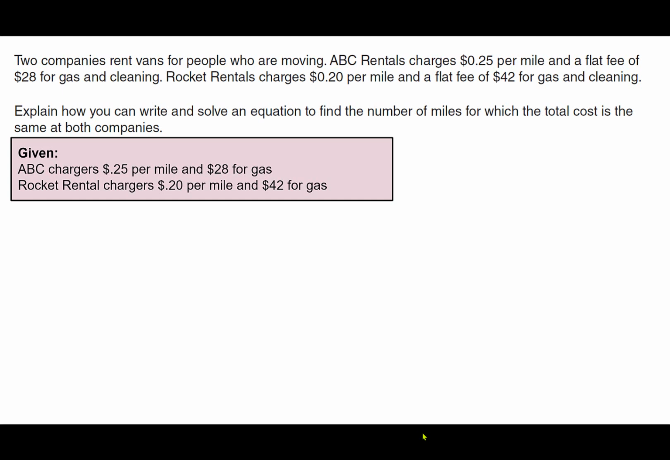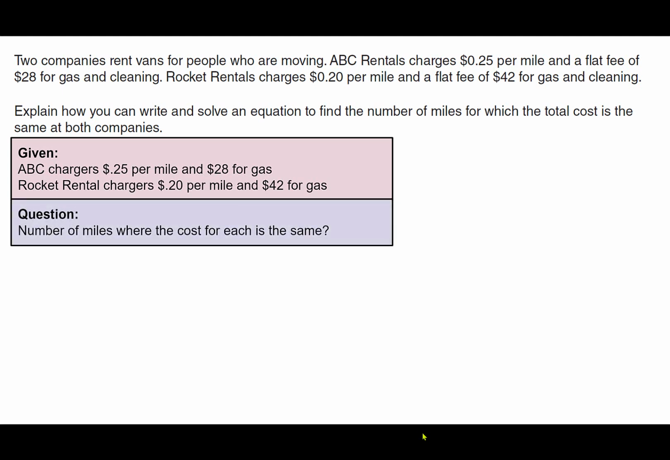Given. So we know from the story problem that ABC charges 25 cents per mile and $28 for gas, and I didn't write cleaning there, but you got it. It's a flat fee. And then Rocket Rental charges 26 cents per mile and $42 for gas. So since one of them's higher than the other and vice versa, for the miles, ABC is higher, but for Rocket Rental, the fee for gas is higher. That's the reason why it might be important to start with an equation.